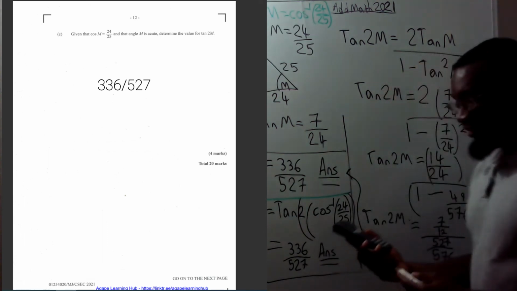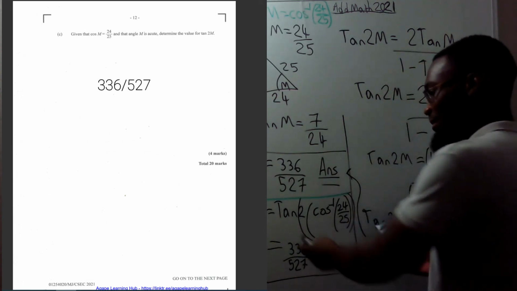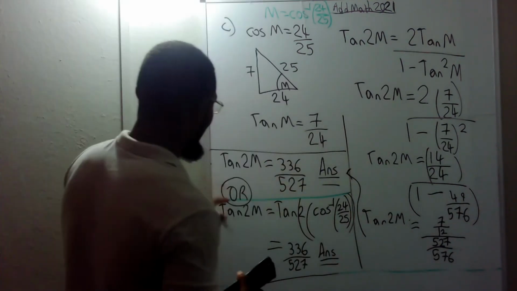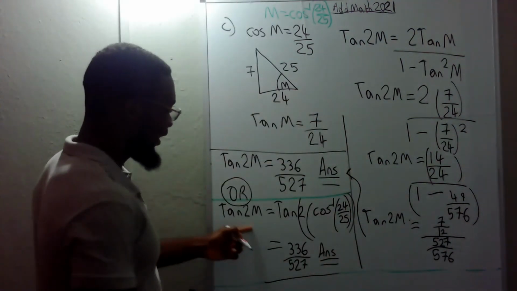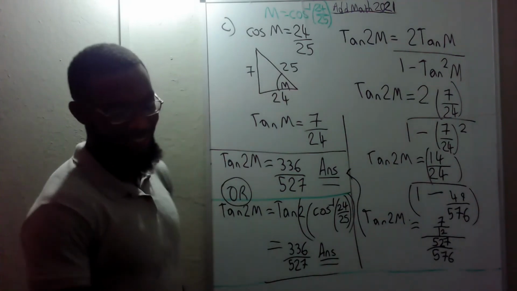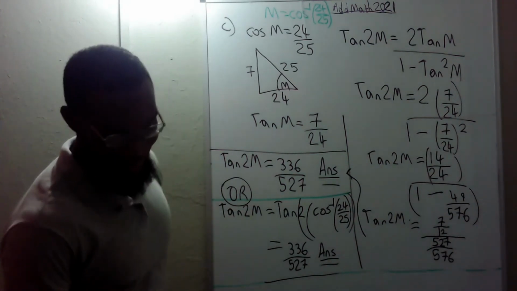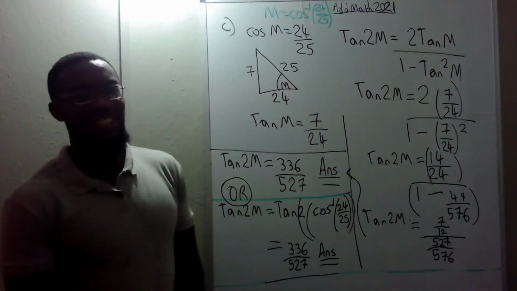So guys, you can do it this way. This is an OR method. You can do it the long way, or you can just do it this way and get your 4 marks. Easy.